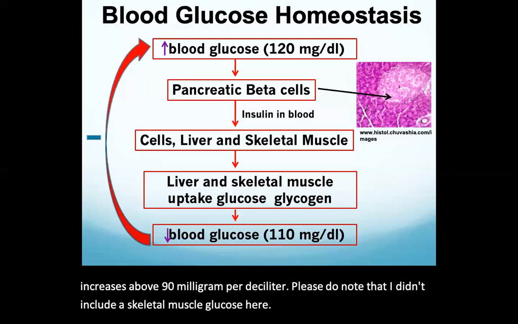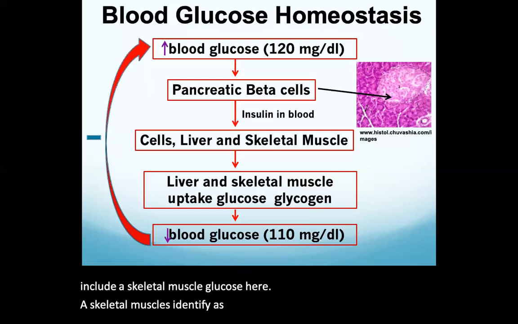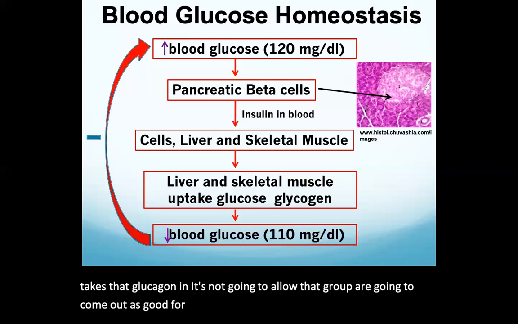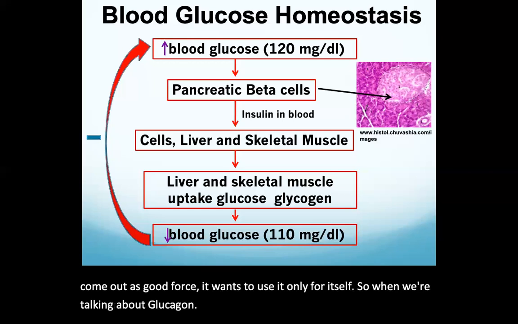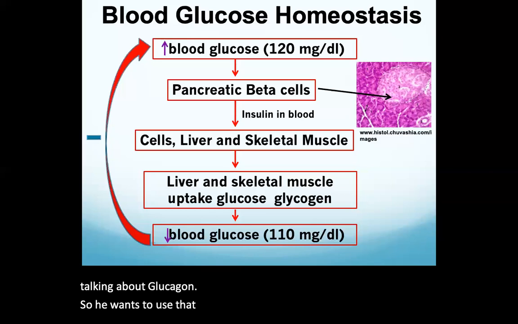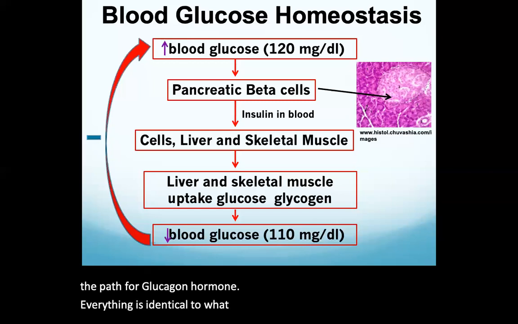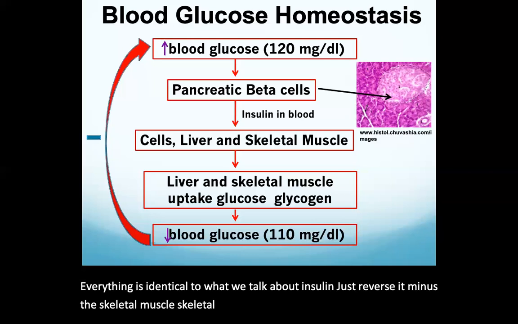Skeletal muscle is identified as selfish, which basically means when it takes that glycogen in, it's not going to allow it to come out as glucose. It wants to use it only for itself. So when we're talking about the path for the glucagon hormone, everything is identical to what we're talking about with insulin, just reverse it, minus the skeletal muscle. The skeletal muscles will not allow that glucose to come out and be introduced back into the bloodstream.